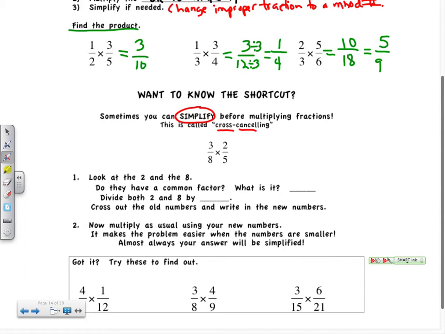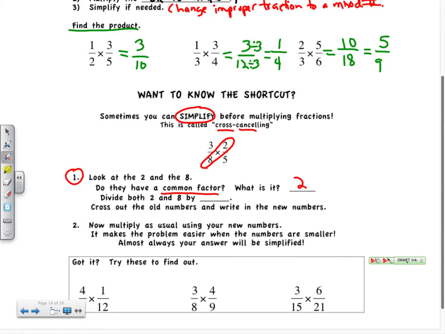So we're going to look at the numbers that go across from each other. For example, 3 is across from 5 and 2 is across from 8. Step number 1, look at the 2 and look at the 8. Ask yourself, do they have a common factor? Do 2 and 8 have a common factor? Everyone? What is it? 2.